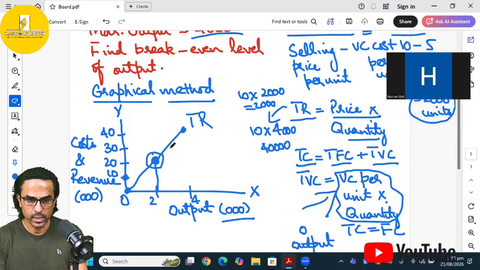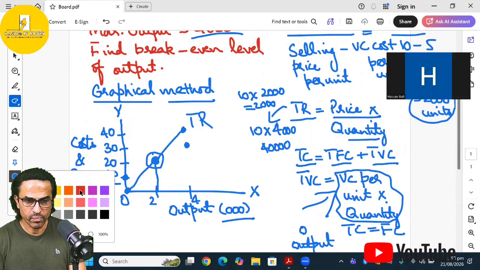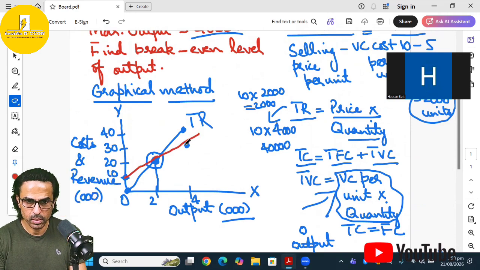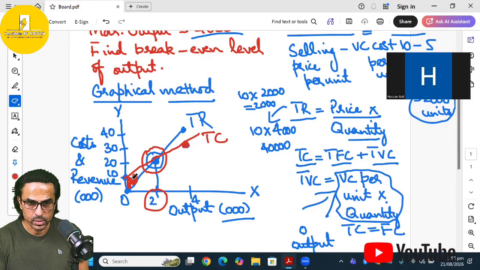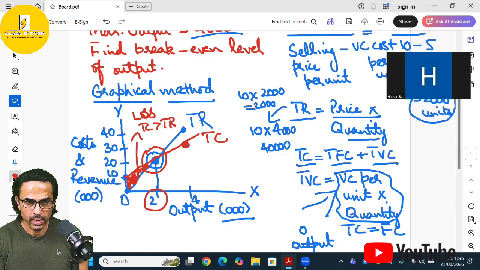So now let's take a point there. It would be right there. Okay, let me use another color for the total cost curve, and that would be this way, right? This is the total cost curve, right? And that is the break-even point, and that is the break-even level of output, that is 2000. And what is that area? This area, this is the area where total cost is greater than total revenue. You can see that the blue curve is below the red curve. It means this is loss, right? Because total cost is greater than total revenue, right?